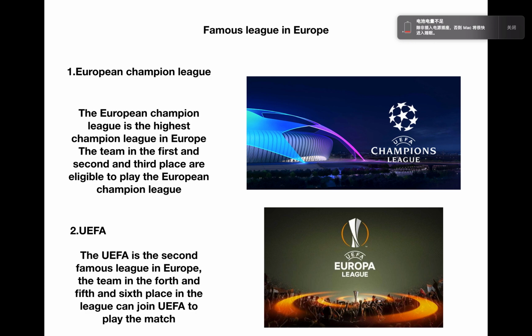And the second one is the UEFA league. The UEFA is the second most famous league in Europe. And the teams in fourth, fifth and sixth place in the league are eligible to play in this league and join the matches.